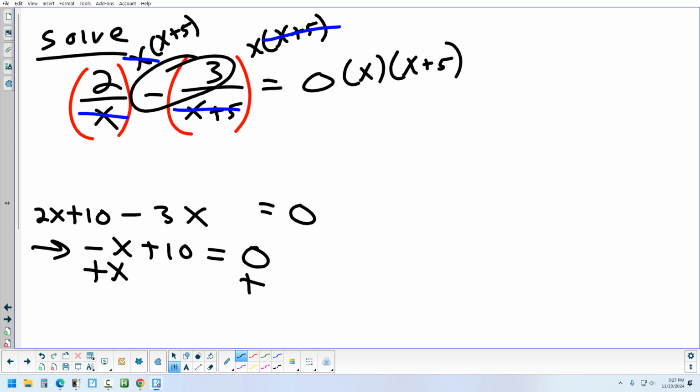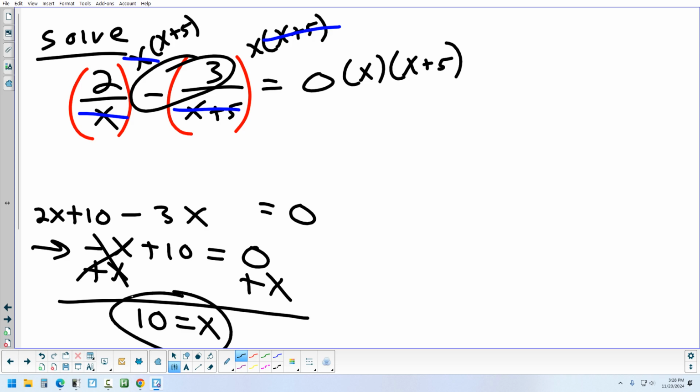Because if you add x to both sides, what happens on the left? It cancels itself out. That's gone. So what's on the left now? 10. 10 equals x. You're done. So if you add the x to the other side, now you have x equals 10, and you're done. All right, thank you.